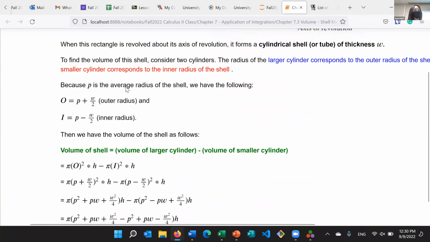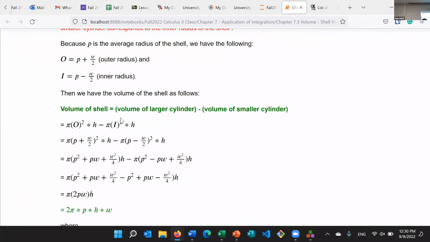Okay, so we have then the outer radius is P plus W over 2, inner radius is P minus W over 2. Now let's do some calculation. So the volume of a shell is volume of a larger cylinder minus what? Volume of what? Smaller cylinder. Plug it in there. We're going to do pi O squared times 8, right? That's the larger cylinder. What is this one? Smaller cylinder. Now let's plug in what O is. O is what? P plus W over 2. Smaller one is what? P minus W over 2.